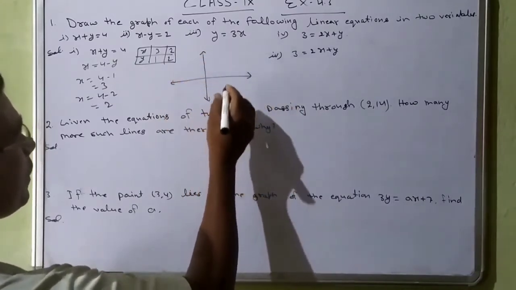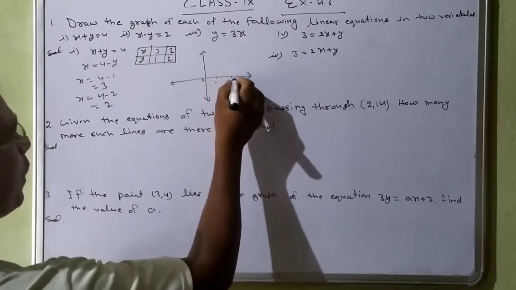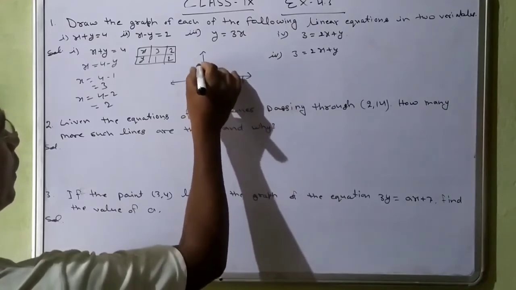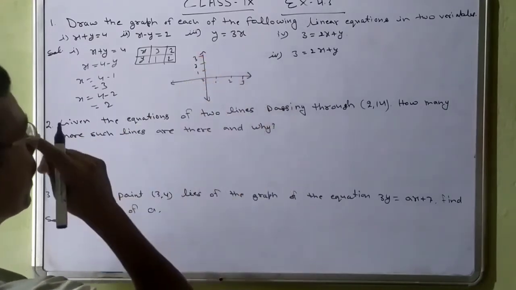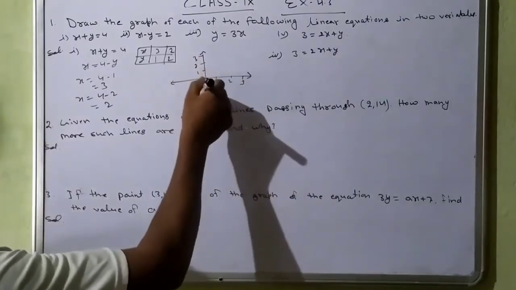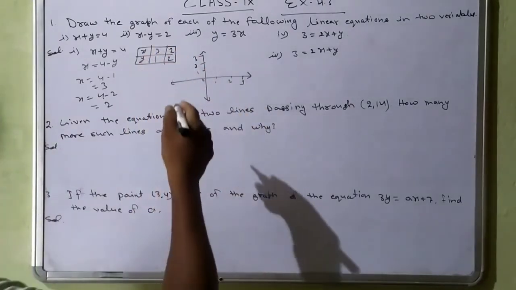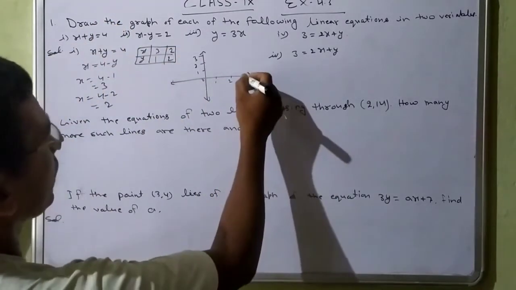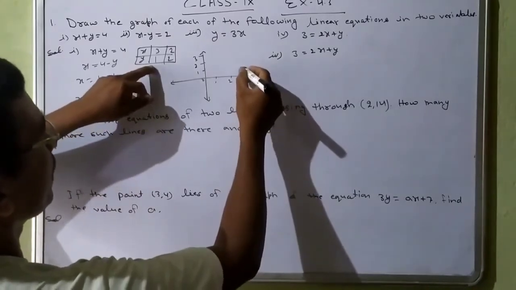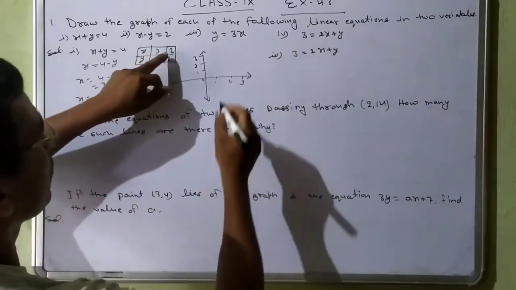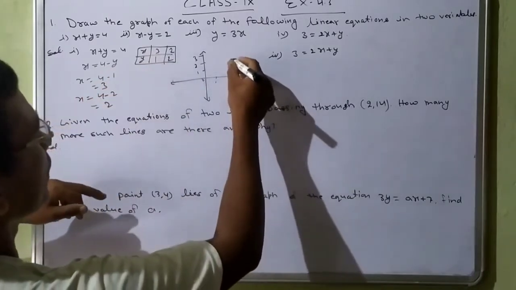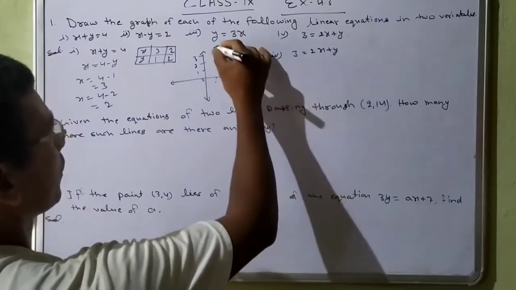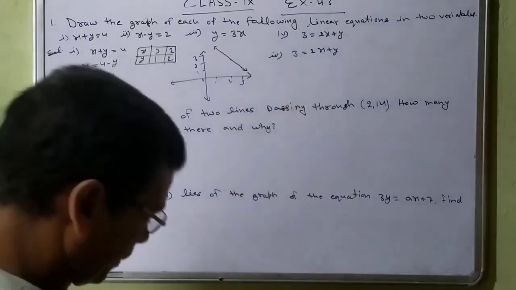You will use a graph paper. 0, 1, 2, 3. 1, 2, 3, right? No need to write the minus values because minus is not here. Next, see, x is 3 and y is 1. So that will be this point. And then x is 2, y is also 2. So that is this point. And draw a line passing through both points.